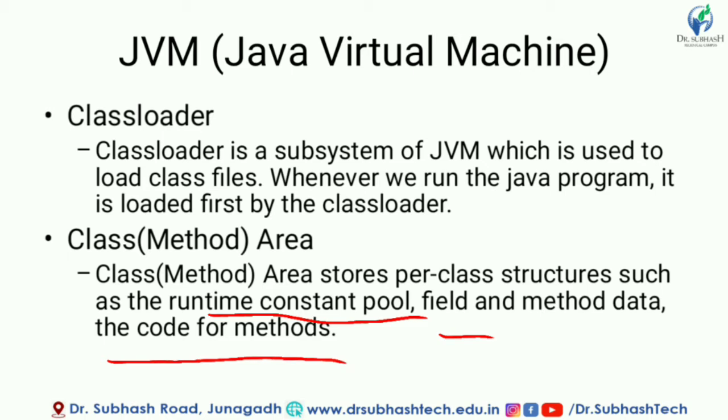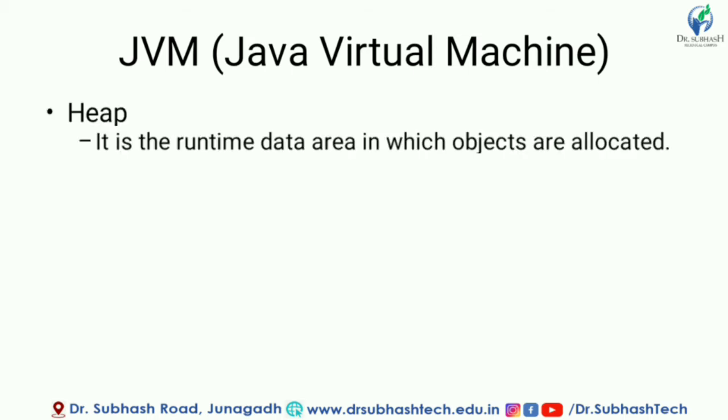So these are the data which can be stored for the class. In Java, as we know, we are dealing with only classes and objects, right? We are creating classes, and this is the area where these classes' data are stored. Then the next memory area is the heap. Heap is generally used for dynamic storage, right? It is the runtime data area in which objects are allocated. Objects mean the runtime data, which is also dynamic content, and for this the heap area is used.